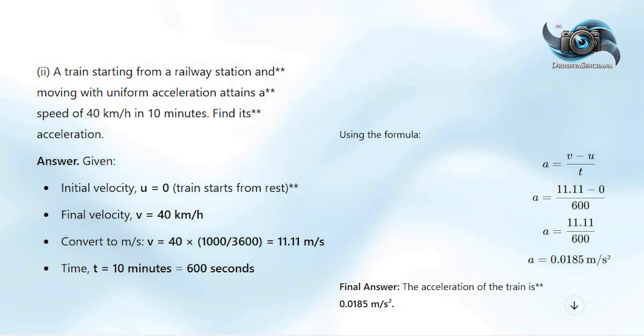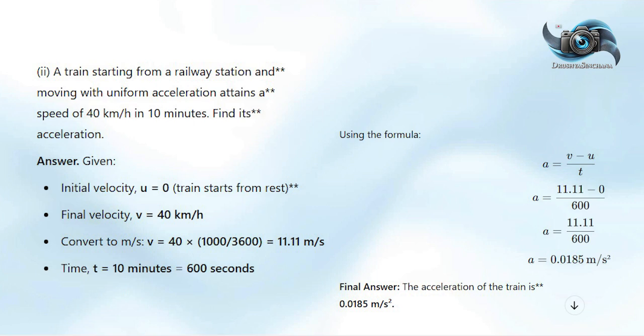2. A train starting from a railway station and moving with uniform acceleration attains a speed of 40 km per hour in 10 minutes. Find its acceleration. Answer. Given. Initial velocity equals 0 since the train starts from rest. Final velocity equals 40 kilometers per hour. Convert to meters per second.